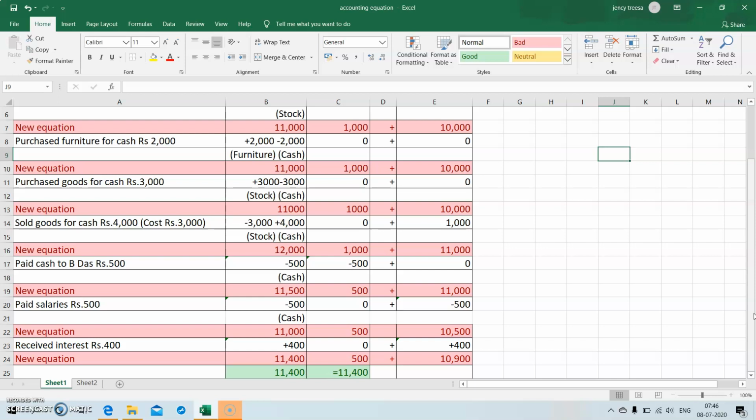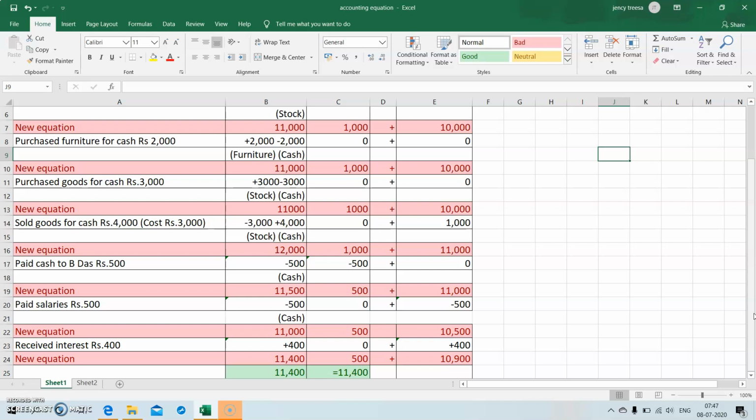Now all the transactions are over. You will see this first. This is the first question under the accounting equation. So all the transactions are over, and you will take the end result. That is the final equation. Just total it up. Asset side is 11,400. Liabilities 500 plus capital 10,900 is 11,400. So 11,400 is equal to 11,400.